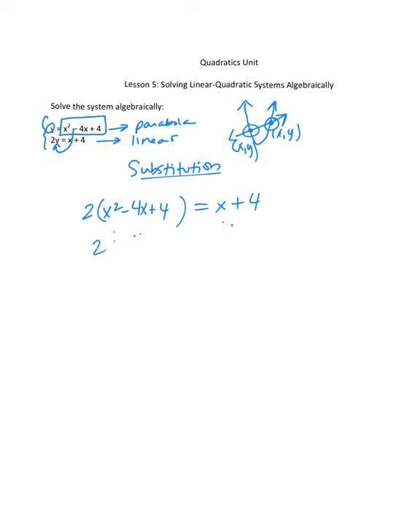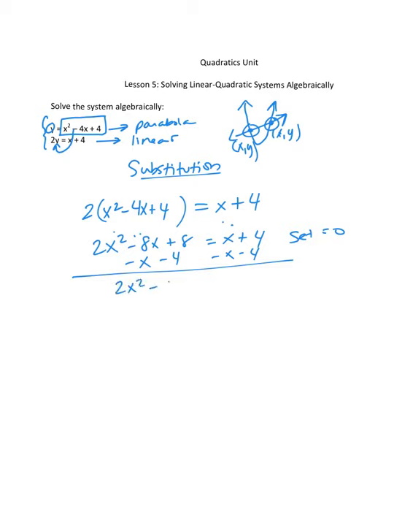We're going to distribute. I have 2x squared minus 8x plus 8 equals x plus 4. Since I notice I have a quadratic, I'm going to set it equal to 0. So I'm going to subtract x and subtract 4. That's going to give me 2x squared minus 9x plus 4 equal to 0. I'm now going to factor. I look for a GCF. I don't have a GCF to pull out, so I'm going to factor into two binomials.